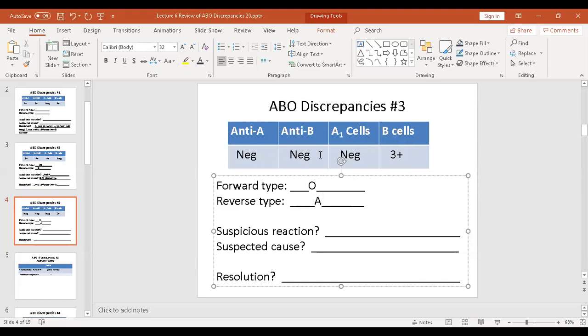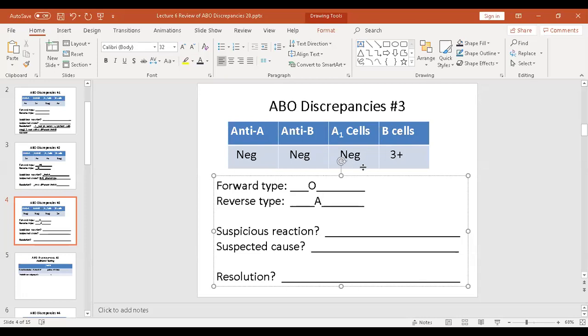So when we look at our reactions, this is not a case of a weak reaction like the previous two we looked at. This one, when we look, we see negative, negative, negative, and then we see a strong reaction here. So we want to believe that this strong reaction with the B cells is truly a real reaction. So this is actually an instance of a missing reaction, okay?